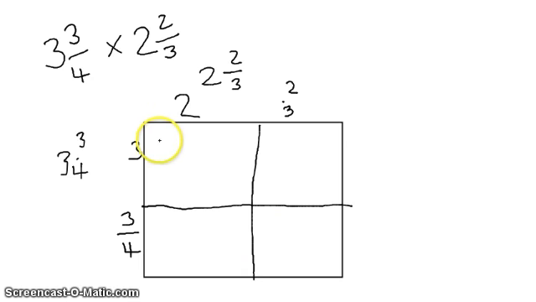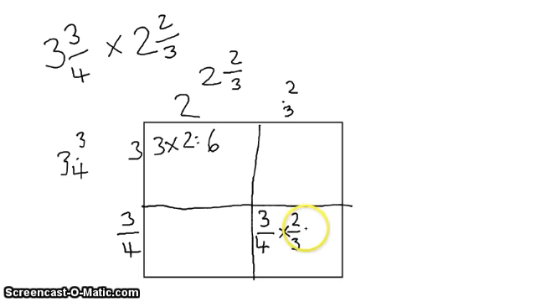So we can start with the easy ones. This is 3 times 2, which, as you know, is 6. Moving over to this section over here, we know from multiplying fractions that 3/4 times 2/3 is 6/12, which is equal to, I'll draw it outside the square, 1/2, which leaves us with 2 other boxes.